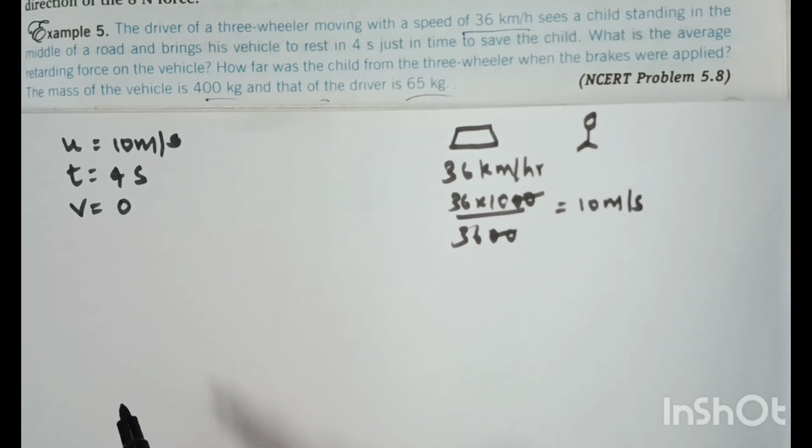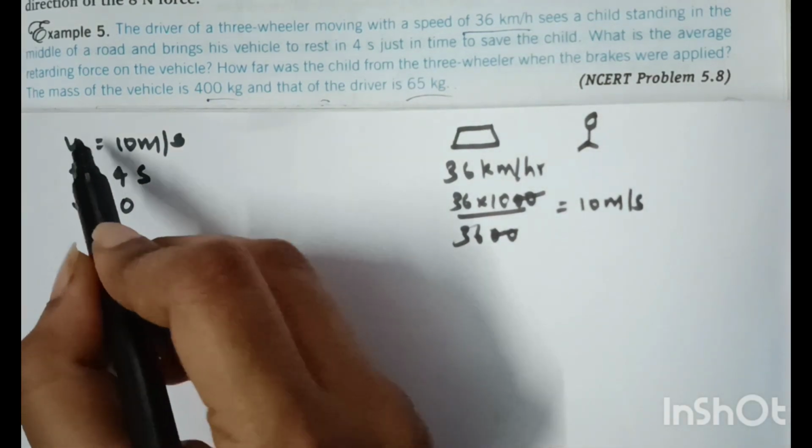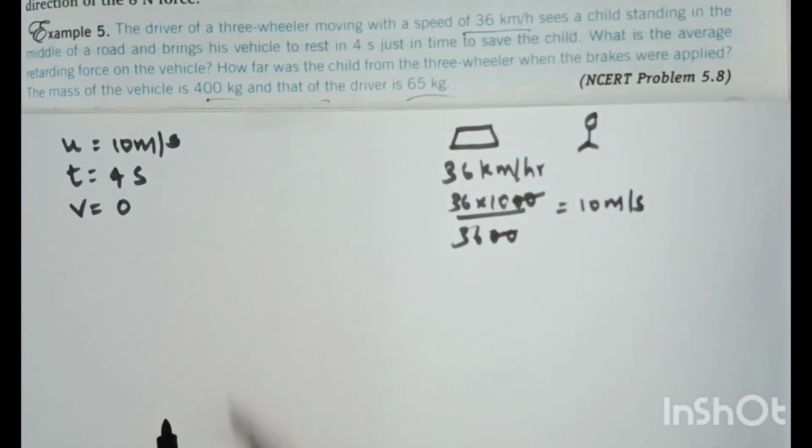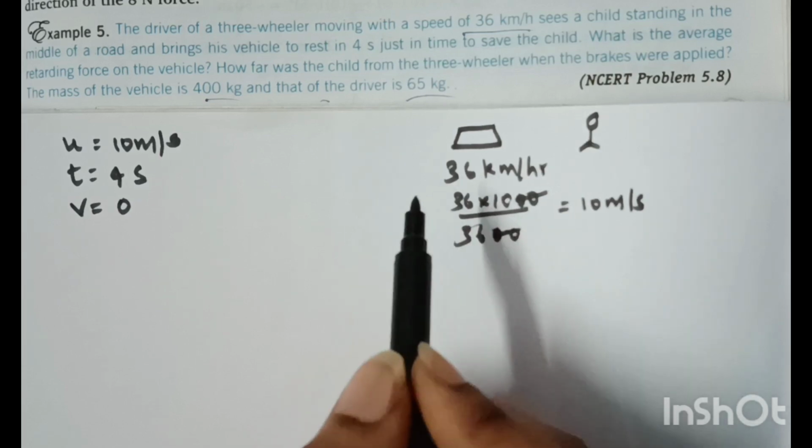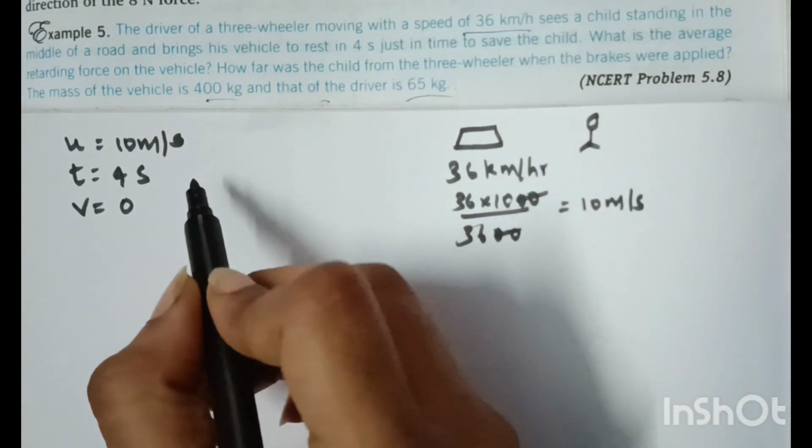They are asking what is the average retarding force. So I have U, I have V, I have T. From this easily I can find acceleration, and I have also mass. So using that I can find the force. So let me find acceleration first.